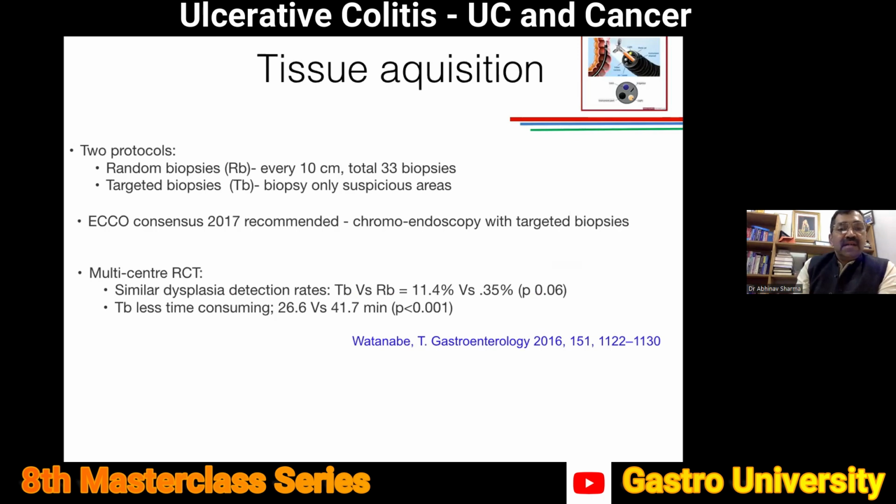And a multi-center randomized controlled trial comparing these two biopsy protocols suggested that if you do targeted biopsy, detection rates are similar. So there is no need for biopsy every 10 centimeters, no need to take 33 biopsies. If you use chromoendoscopy or the NBI scope, detect the lesion and do targeted biopsy, the yield is similar, and targeted biopsy is less time consuming. So nowadays, a high definition scope, NBI scope, and targeted biopsy is the way to go.